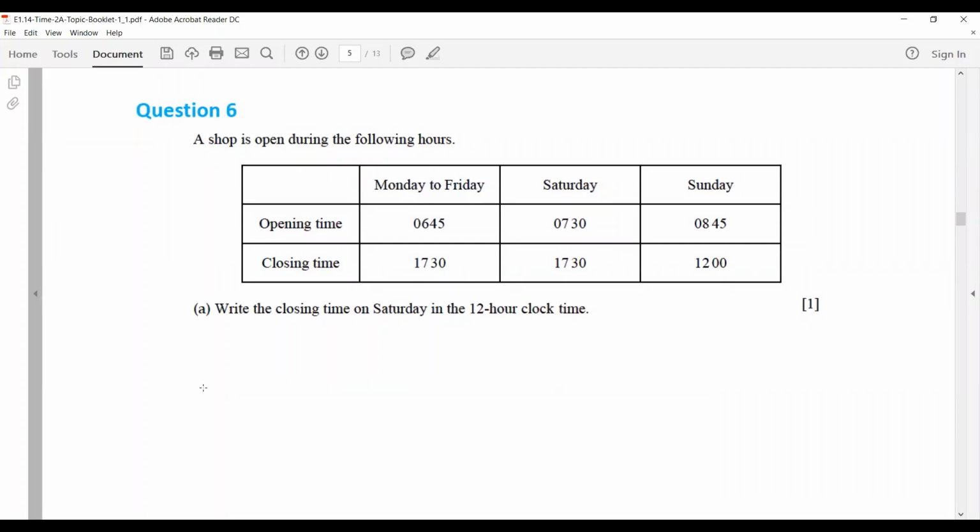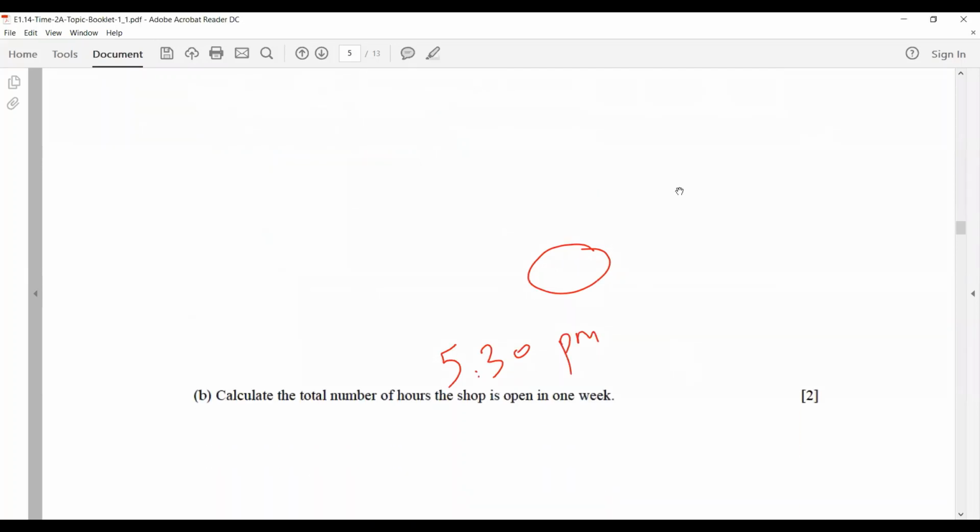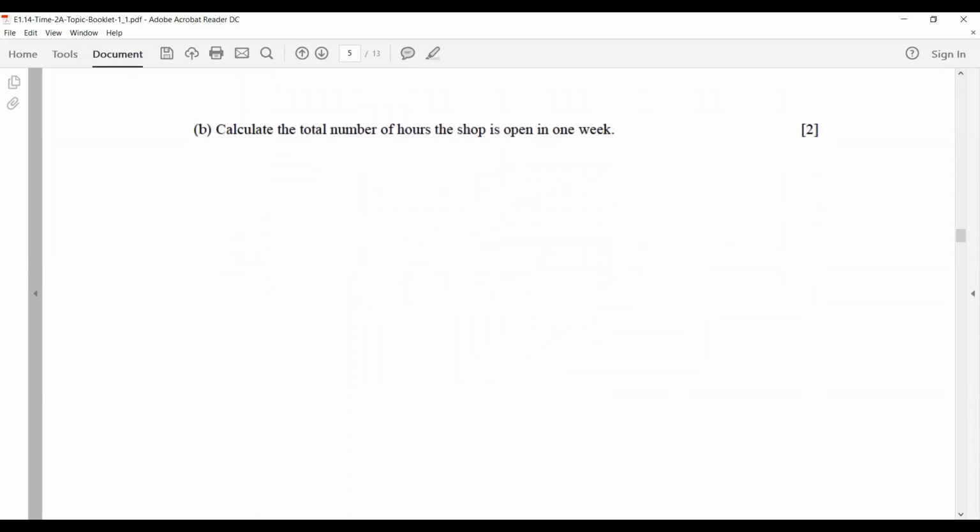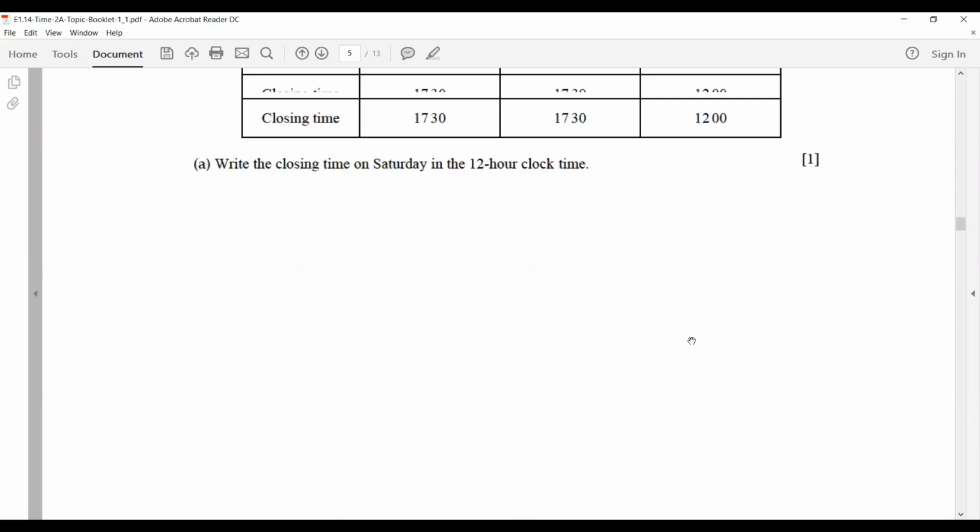Okay, we are given a table and a shop. That's the operation of a specific shop on weekdays and the weekend as well, Saturday and Sunday. Write the closing time on Saturday in 12-hour clock time. The closing time, where is Saturday? Saturday is here. So this is a number greater than 12, right? So you subtract 12 from it and you end up with 5:30 p.m.